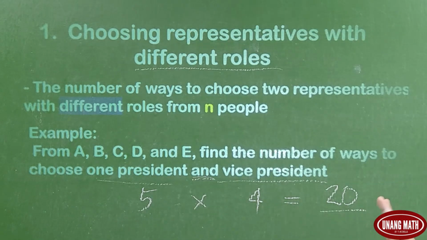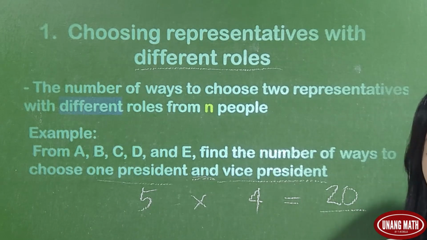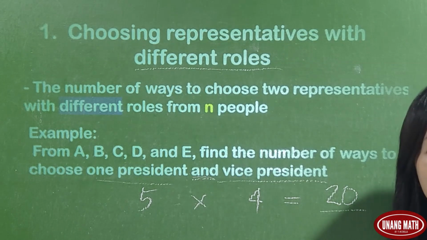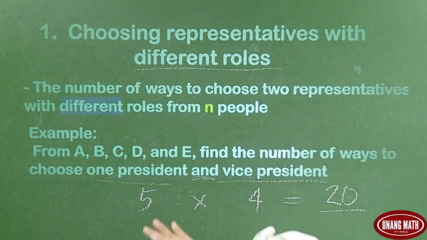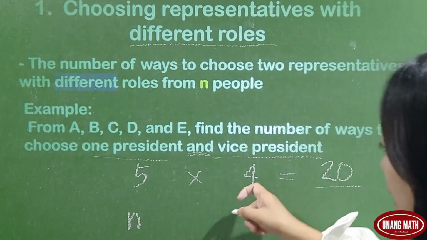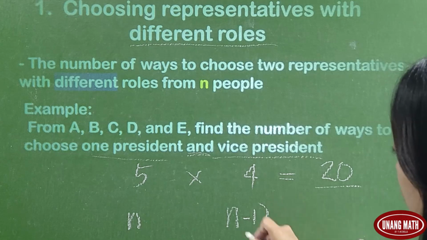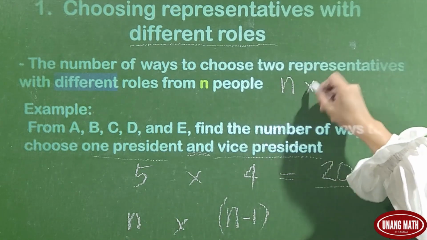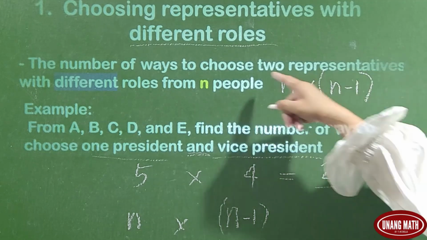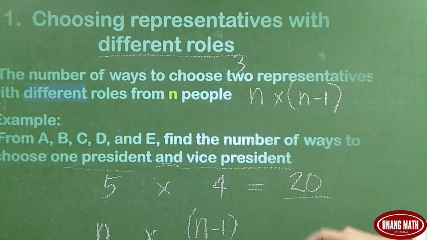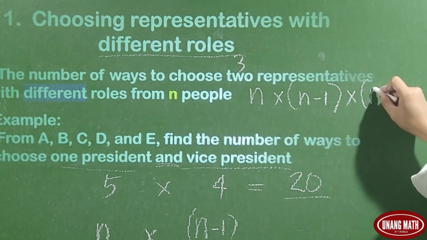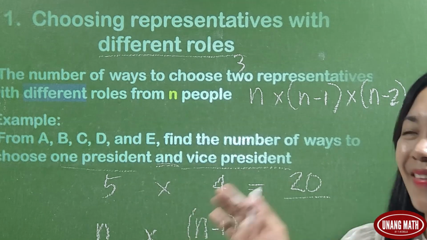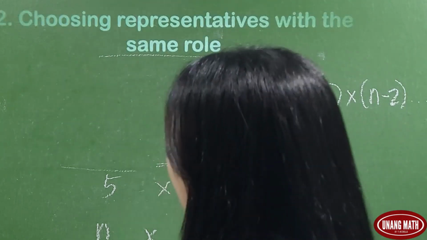This is the same as number cards, not including zero, and arranging people or objects in a row. So here, 5 is n, 4 is n minus 1. So this is n times n minus 1. This is our formula. If we have 3 representatives, then this is times n minus 2, and so on.